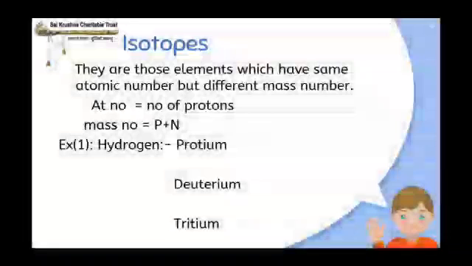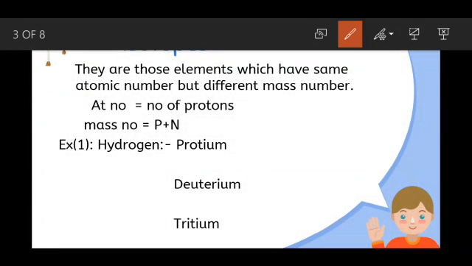Isotopes. What do you mean by isotopes? They are those elements which have the same atomic number but different mass number. The atomic number has to be the same whereas the mass number has to be different. Atomic number is the number of protons in an element, and mass number is protons and neutrons together.